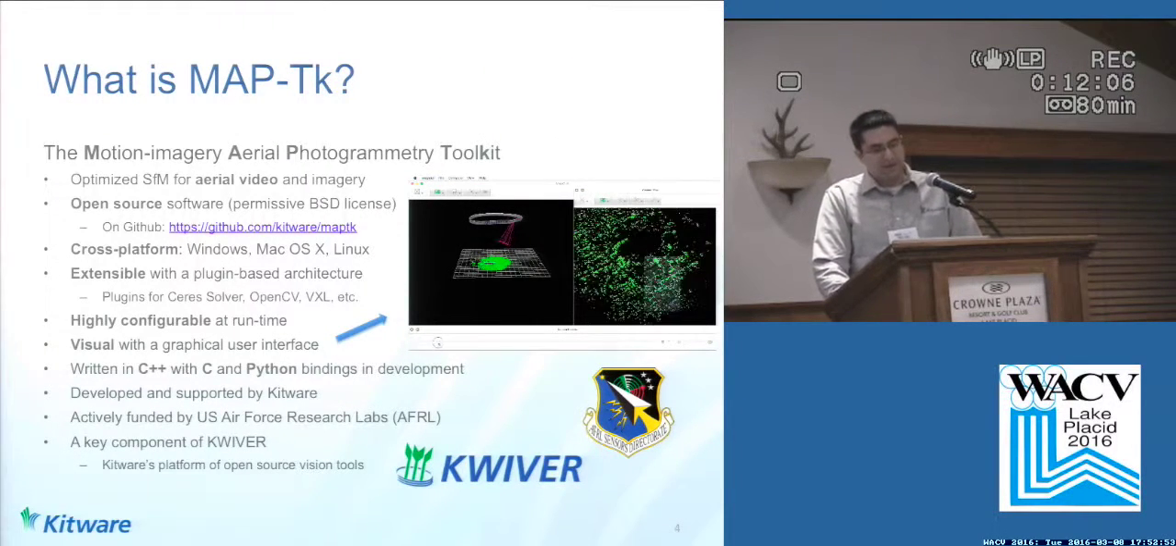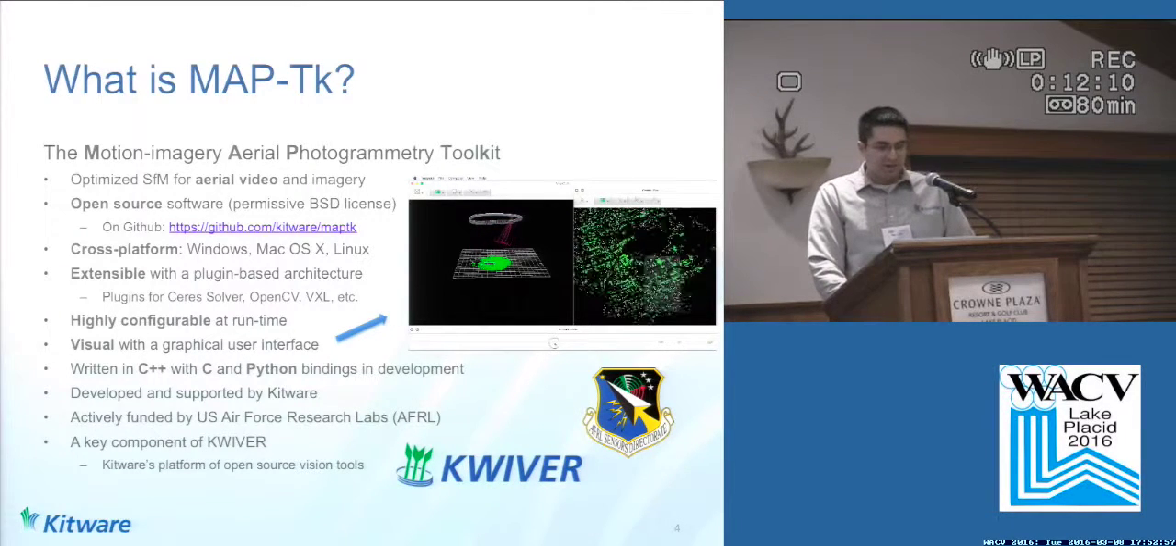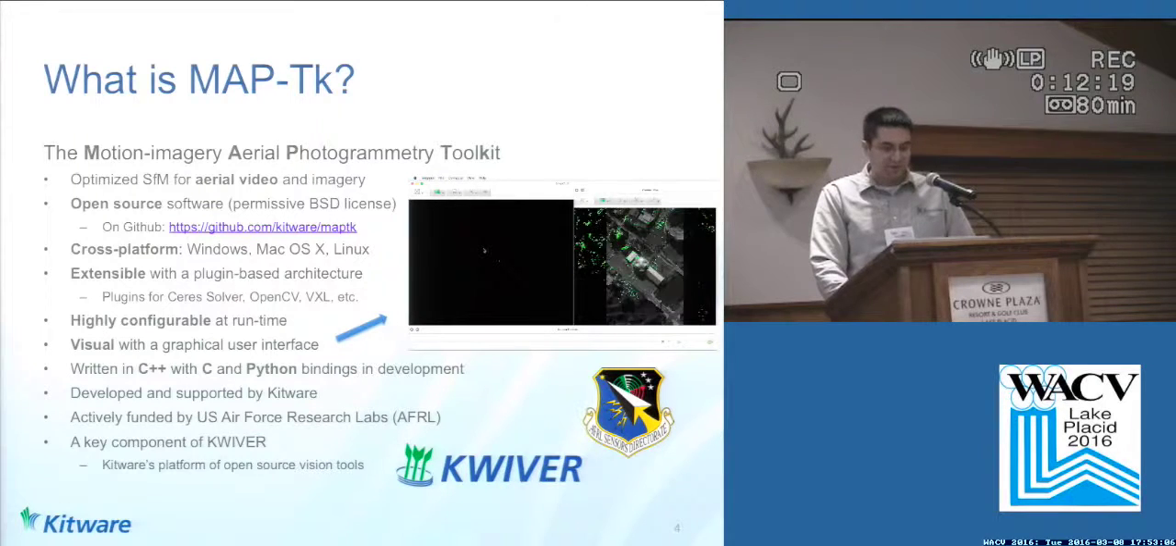So what is MapTK? MapTK is the Motion-Imagery Aerial Photogrammetry Toolkit. It's structured for motion, optimized for aerial video. It's open source. It's permissively licensed with a BSD license. You can get the code and download binaries on GitHub. It's cross-platform: Windows, Linux, Mac.